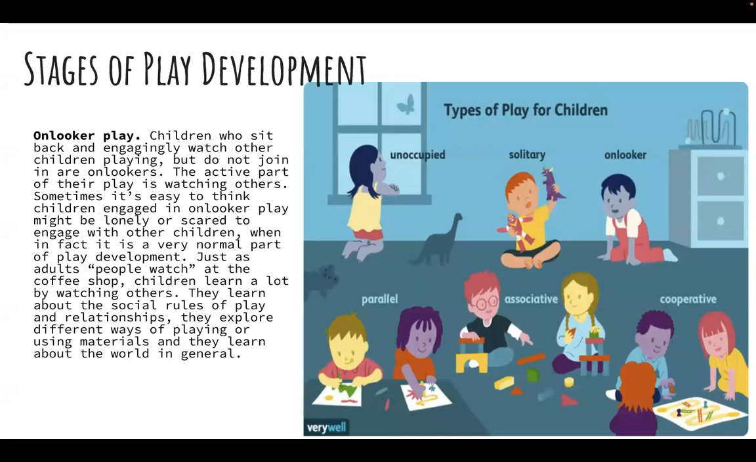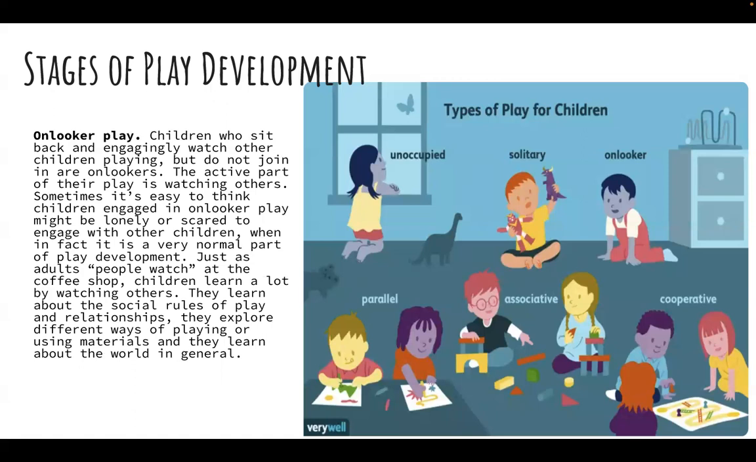Onlooker play is a little bit different. The children sit back and engage by watching other people playing, just viewing. The active part of their play is the watching of people. They're just observing, listening. Sometimes it's easy to think that children engaged in onlooker play are lonely or scared, but it's actually a normal part of development.